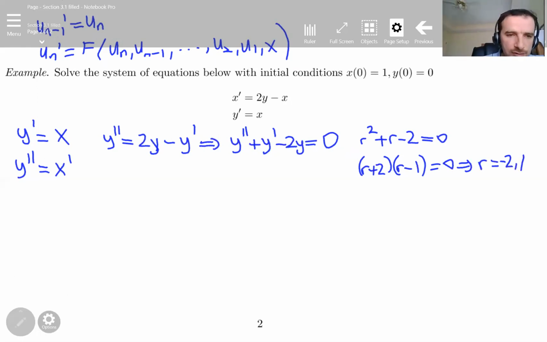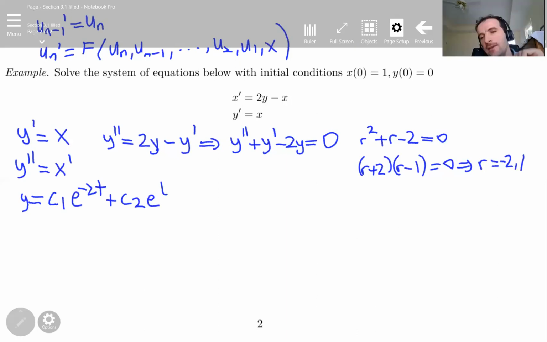So what are the solutions then? y is equal to c1 e to the minus 2t plus c2, these are constants as you know, e to the t. Okay, is this the answer? No, right? I want to solve for x. But I know that x is equal to y prime. So just take the derivative of it.